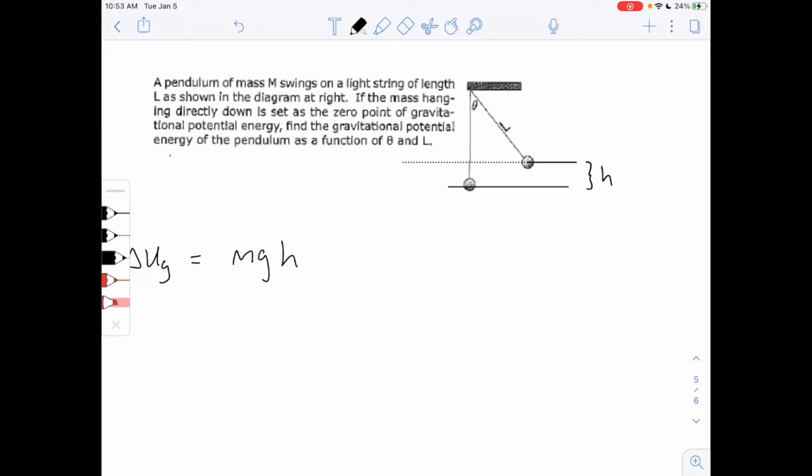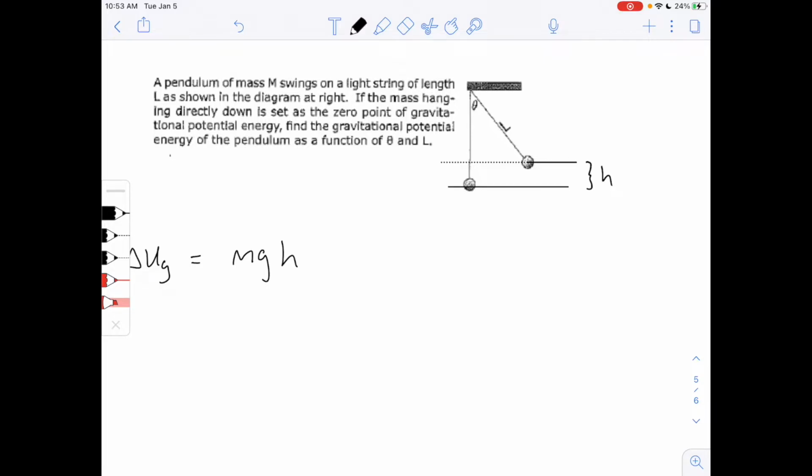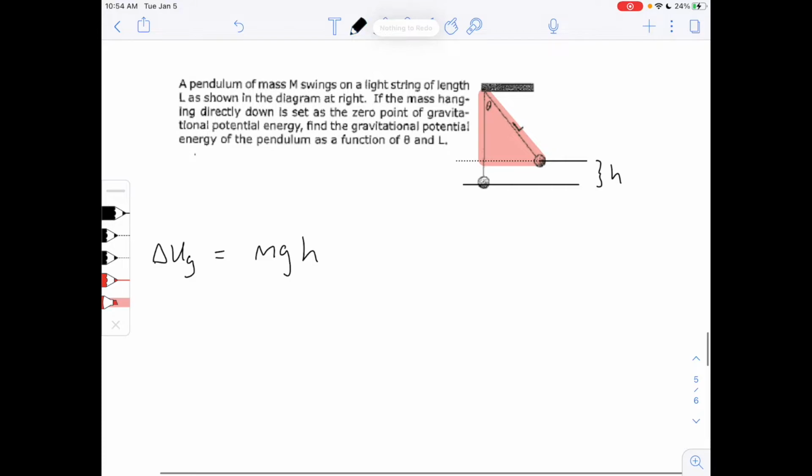And so what we can do here is draw a horizontal line from the current spot of the ball to the left. And what you can see here is that we made a triangle. So we made a triangle, and I'll go ahead and highlight that. So there's our triangle.